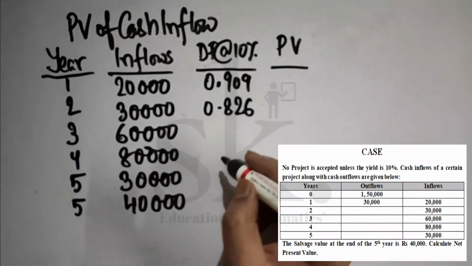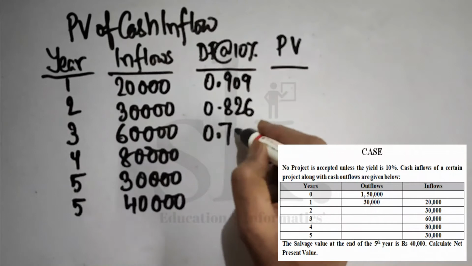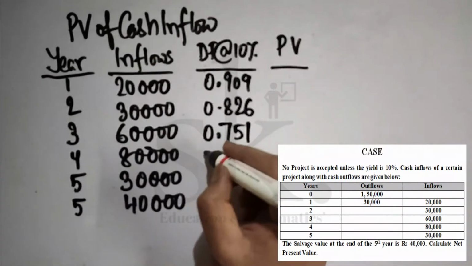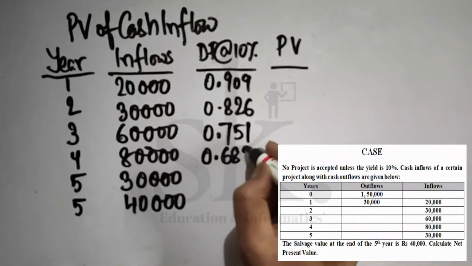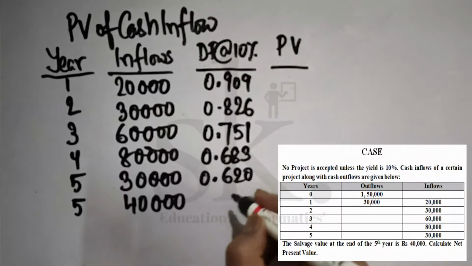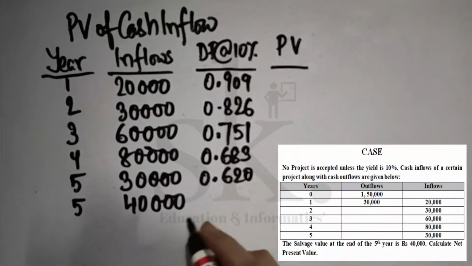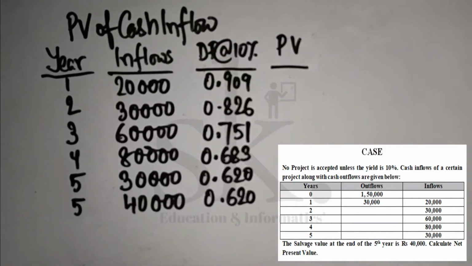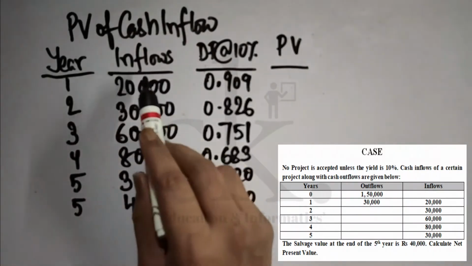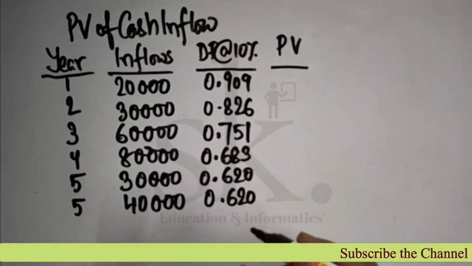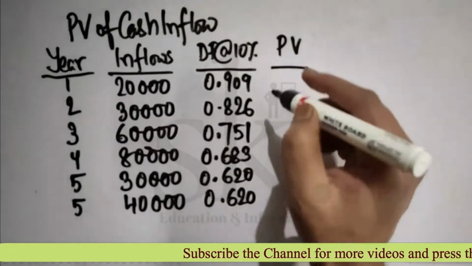0.826 for the second year. For the third year, it goes to 0.751. For the fourth year it is 0.683, and for the fifth year it is 0.620. Similarly, 40,000 also in the fifth year, so 0.620. So what we require to do is multiply inflow by the discounting factor, which will give me the PV amount. So the PV amount will be 18,000.